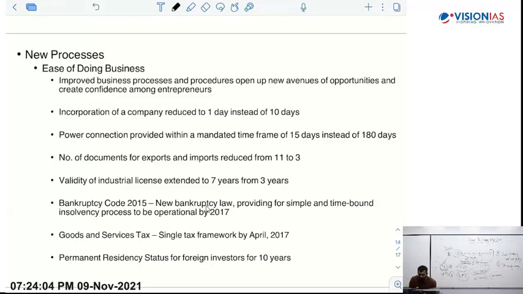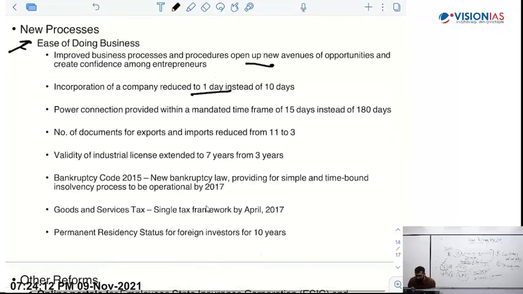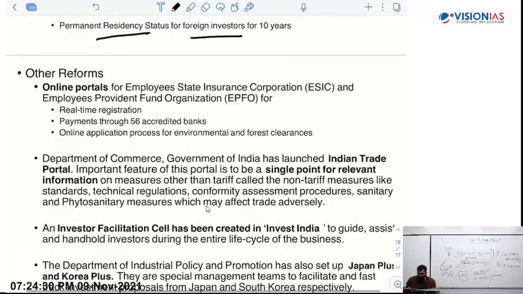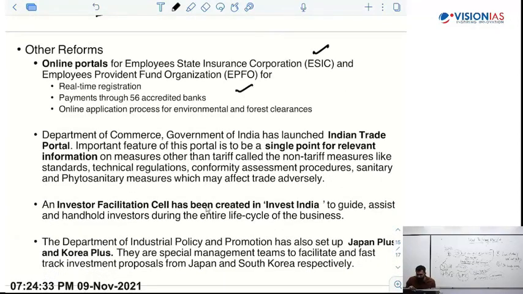So new processes, as we talked, ease of doing business, business procedures, open up opportunities, incorporation reduced to 1 day instead of 10, power connection provided within 15, documents of exports reduced, validity of license extended to 7, bankruptcy code, goods and services tax, permanent residency status for foreign investors for 10 years. So these steps are all to improve your ease of doing business. Online portals for ESIC, EPFO, Indian trade portal, single point for relevant information on the tariff, non-tariff measures. So these are all improving your access to information, improving ease of doing business.